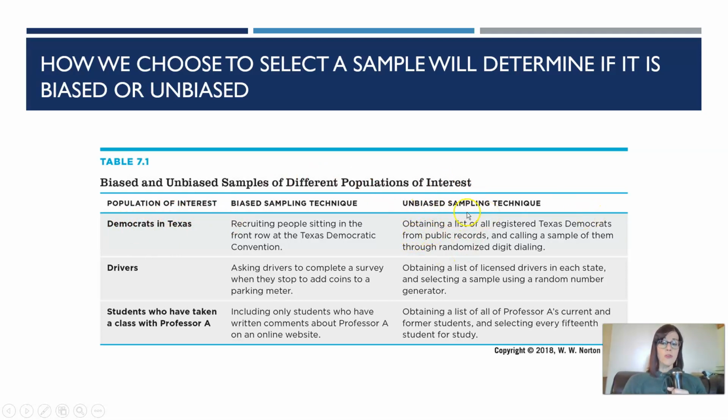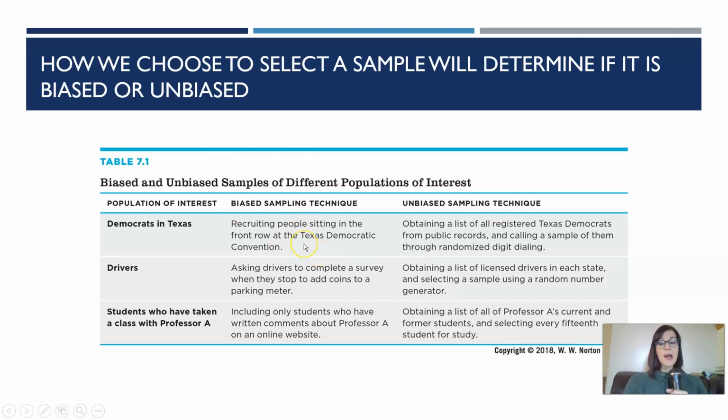Get a list of all registered Texas Democrats from public records. Call a sample of them through randomized digit dialing. So we are basically trying to get a simple random sample of all registered Texas Democrats. Odds are pretty good, if we have a sufficiently large group of people and we're also utilizing random sampling, that that sample is going to be representative of the larger population.